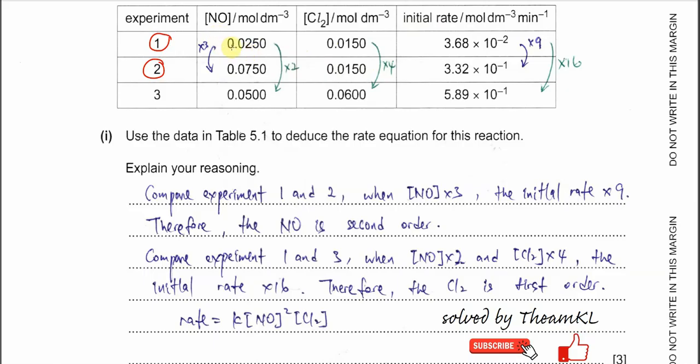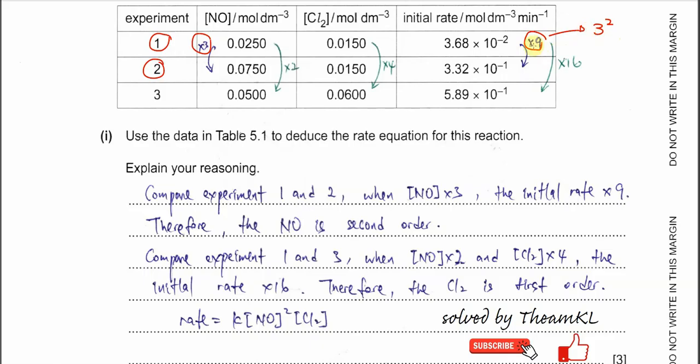So it's very clear that the order for this NO is second order, because when the concentration times 3, the rate times 9, which is 3 squared. So it's second order for this NO.